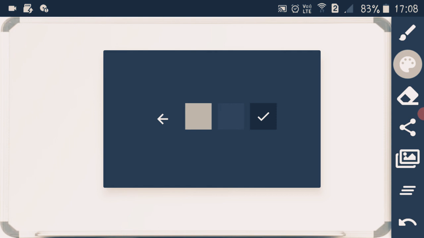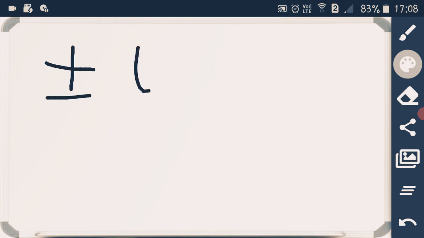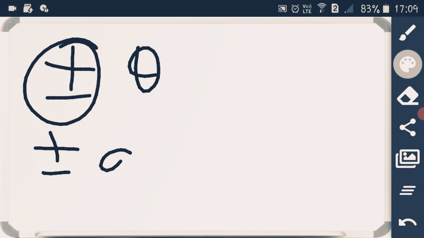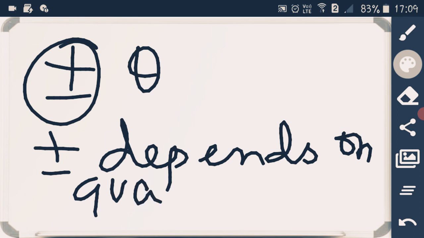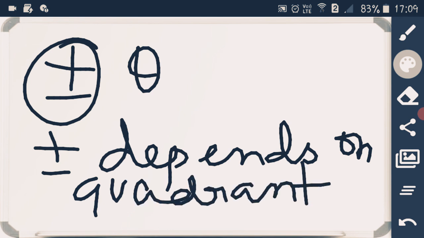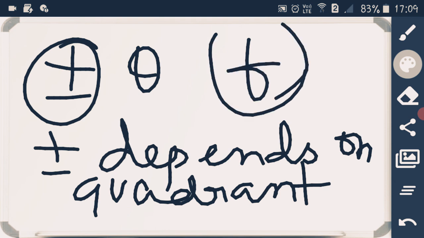So now, you need to remember that plus or minus of theta was given, right? This plus or minus depends on the quadrant, which quadrant the function belongs to. I'll explain what a quadrant is. Which quadrant that function belongs to. Clear? So what is a quadrant? Let me explain before going further into the chapter.